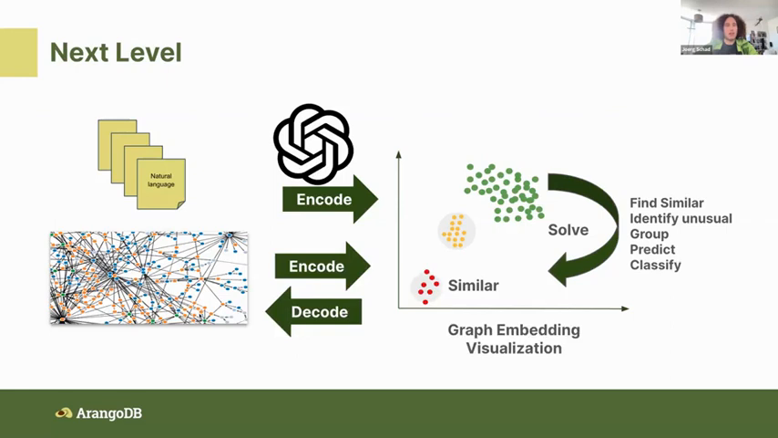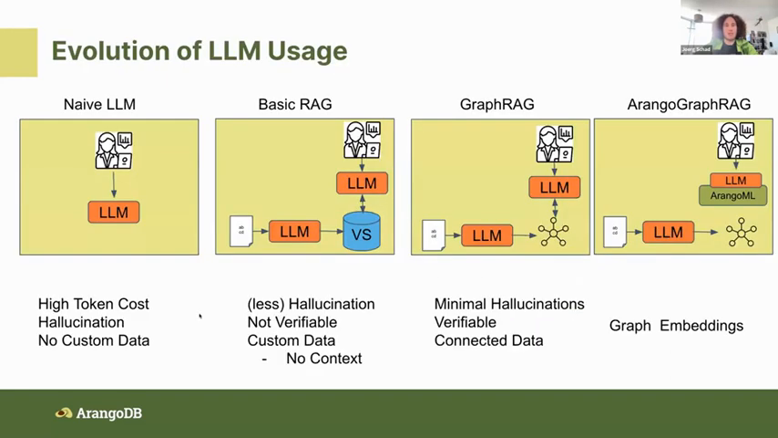If we look at the next evolution of LLM usage, even taking it beyond GraphRAG, it is not just taking an LLM, which is not optimized for creating embeddings for a graph, but actually leveraging our ArangoML embedding capabilities and generating the best graph embeddings out there. That would give you another boost in terms of performance and in terms of the quality of the embeddings you have. So that is just a small outlook.